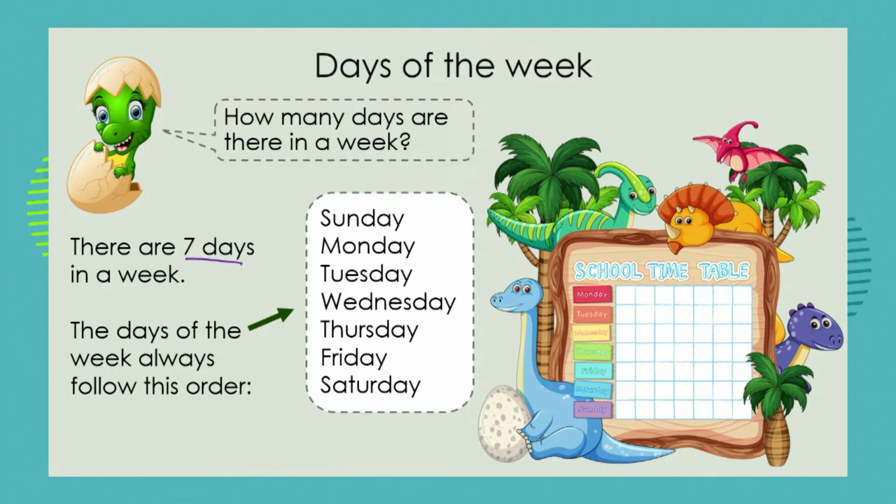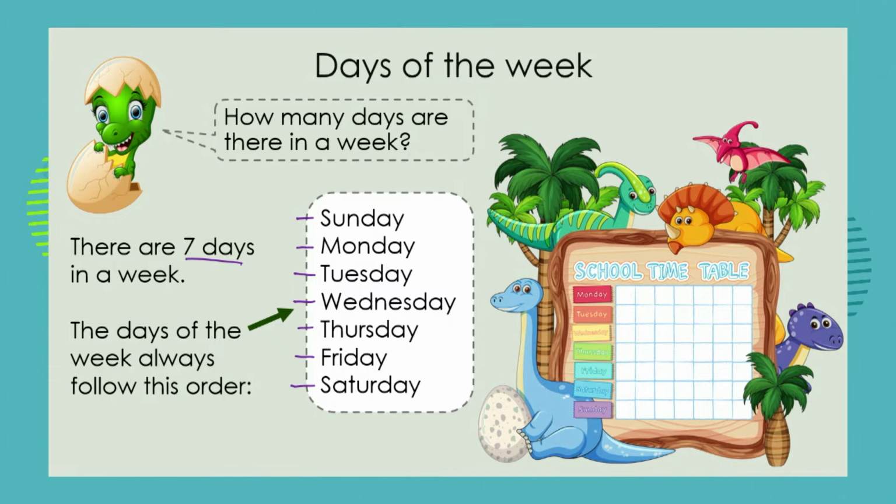These are the days of the week and they always follow this order. So the first day of the week is Sunday. So I want you to say the days of the week with me, grade ones. So we have Sunday, which is the first day of the week. Then we have Monday, Tuesday, Wednesday, Thursday, Friday, and Saturday.